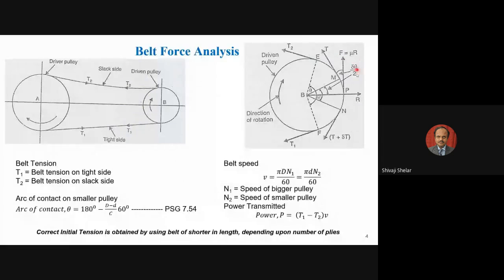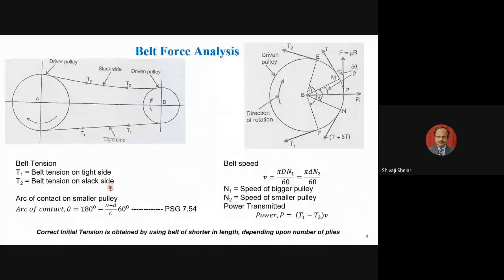So what happens if you write down the equilibrium of these forces? If you want to transmit power, then necessarily the body should be in a non-equilibrium condition. Then only the power will be transmitted. To maintain that non-equilibrium, we need to have the tension on the tight side slightly greater than the tension on the slack side. So there should be a difference between T1 and T2. Then only power will be transmitted. Otherwise, the power will not be transmitted. So T1 is the belt tension on the tight side, T2 the belt tension on the slack side.